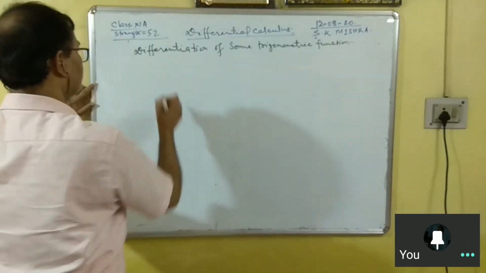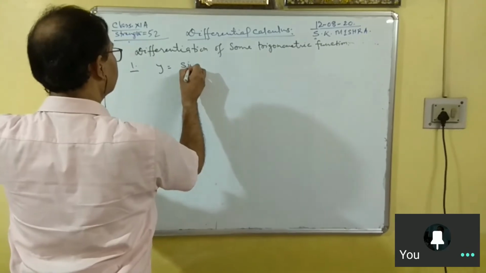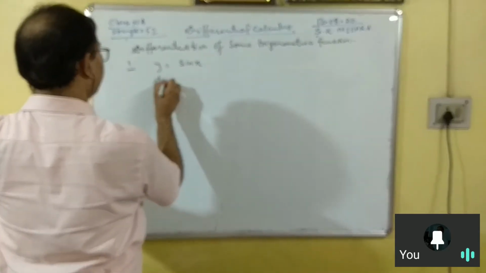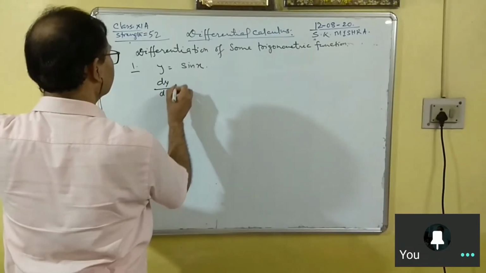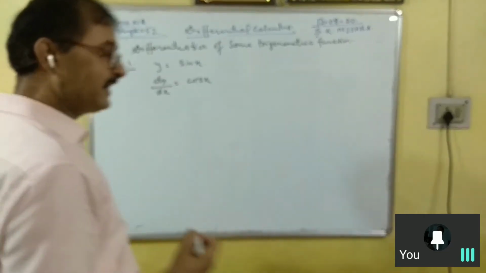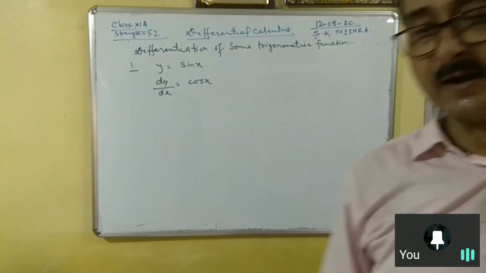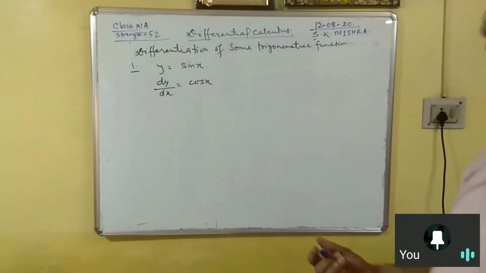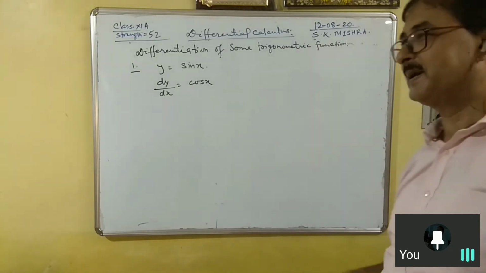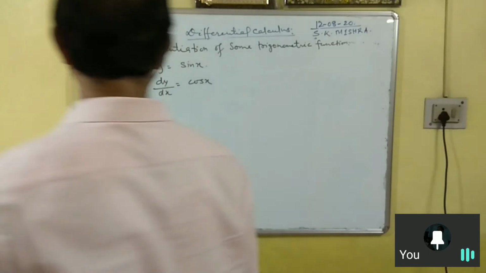Like y equals sin x. Then if you want to find dy by dx, this is cos x only. Differentiation of sin x is cos x. There is a proof of this formula, but I should not do the proof, because you will learn it in mathematics, in the differentiation chapter. So dy by dx is cos x.